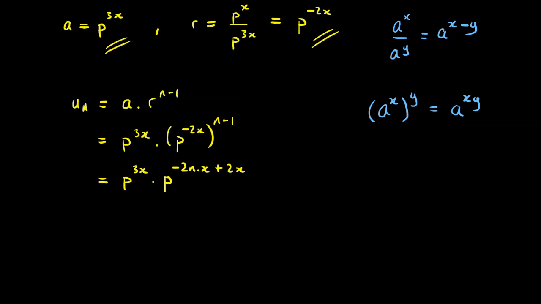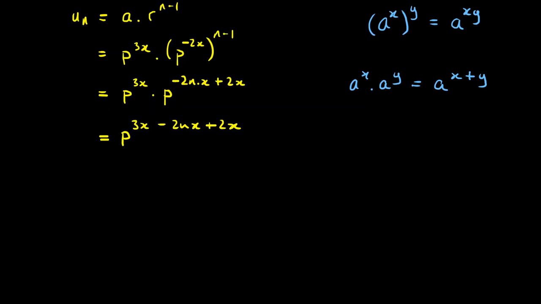Of course, here I've got another indices rule: if I've got a to the power of x times a to the power of y, that's equal to a to the power of x plus y. I'm adding the powers. So here I get p to the power of 3x plus minus 2nx plus 2x. I could write that as p to the power of 5x minus 2nx.